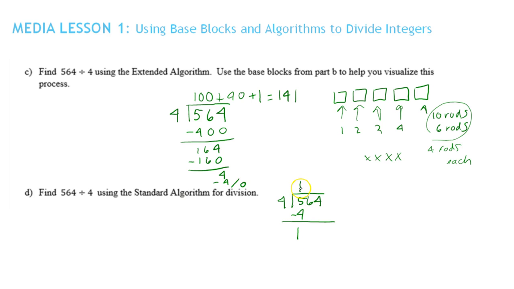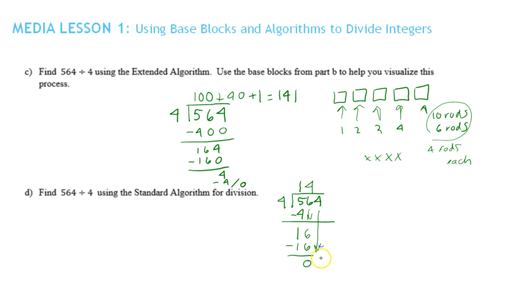5 minus 4 is 1. Okay, so putting the 1 here, lining it up in the hundreds place, means that it's the 100 we had from our extended algorithm here, although we're not thinking in terms of hundreds right now. So once you subtract, you bring down the next number. And now we say 16 rods, or we think of 16, and we're just going to say 4 goes into 16 4 times. Now remember, this was really a flat and 6 rods, so this is 16 rods, but we don't have to go through that thinking with this process. We just think of it as 16. 4 goes into 16 4 times, subtract off the 16, and we have 0.